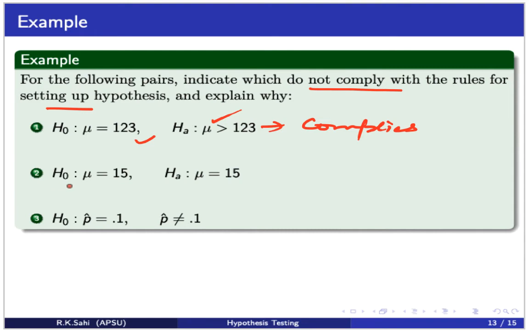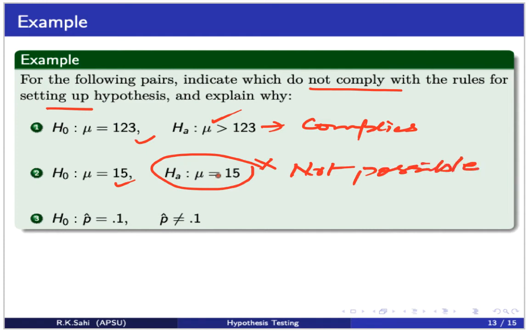Let's look at the next one. This next one says H0: mean equals 15. Oh, that's good. Then HA: mean also equals 15. That is not possible because remember, the alternative hypothesis can never have an equal sign. So this is not possible, and the reason is the alternative hypothesis cannot have an equal sign. H sub A cannot have an equal sign.